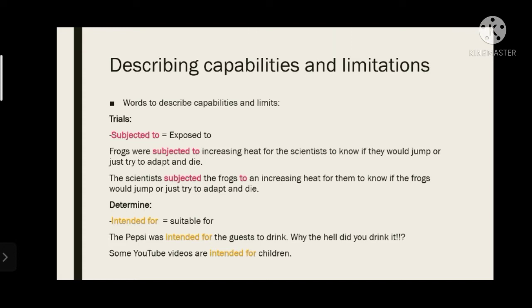We cannot say suitable for here. لأن suitable for here معناها إنها مناسبة ليهم بس هي مش مناسبة ليه. حاجة هتحصل له مثلا لو هو شربها. فهنا مش هينفع نستخدم suitable for مكان intended for.